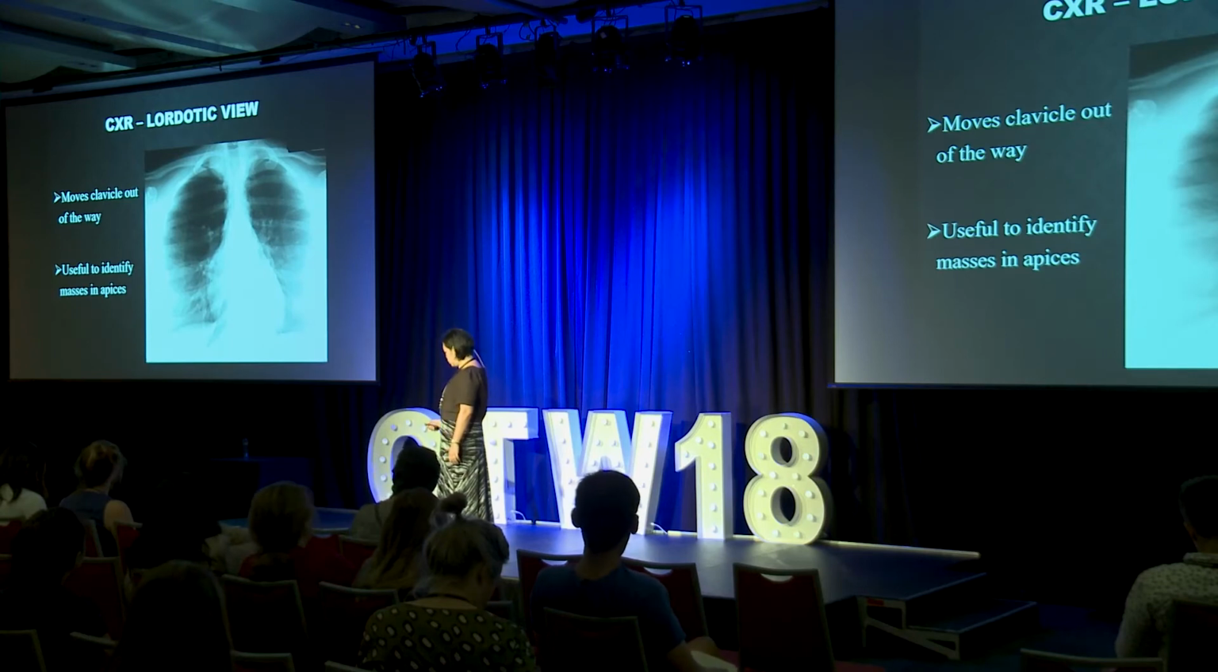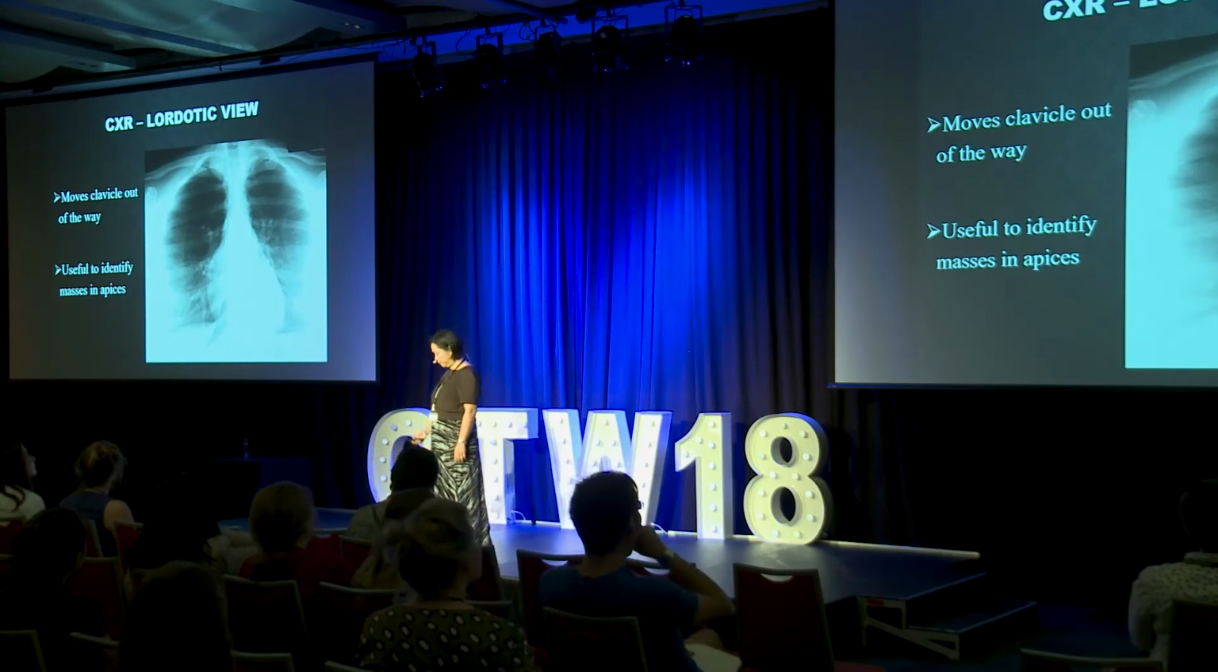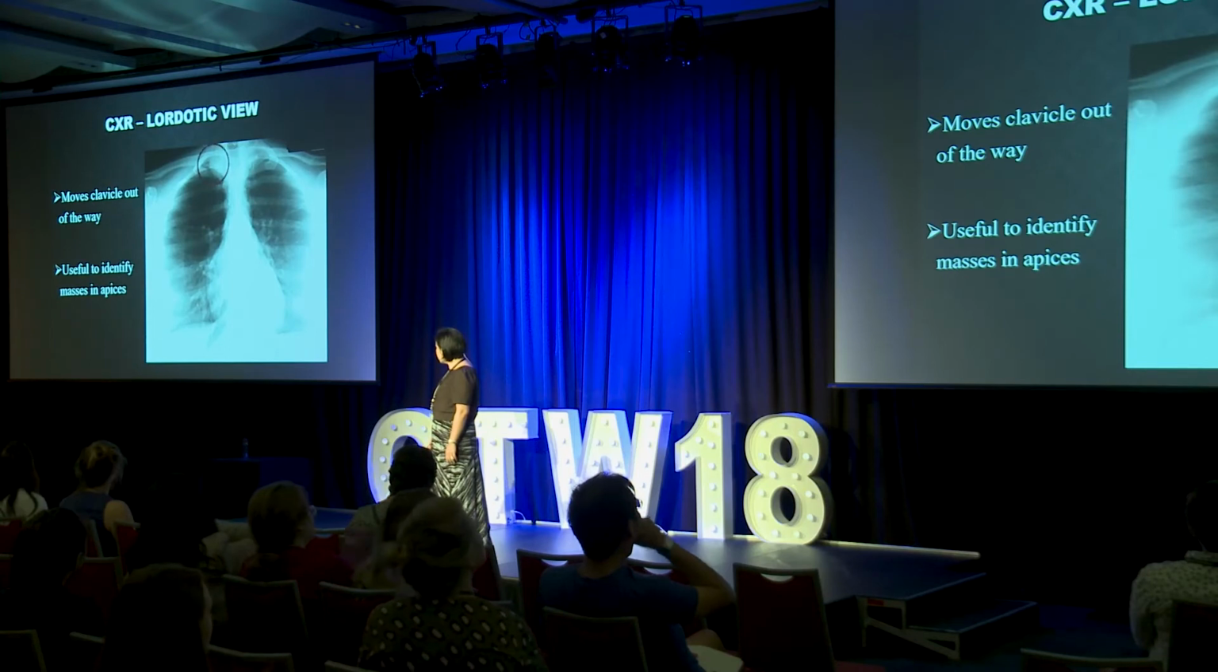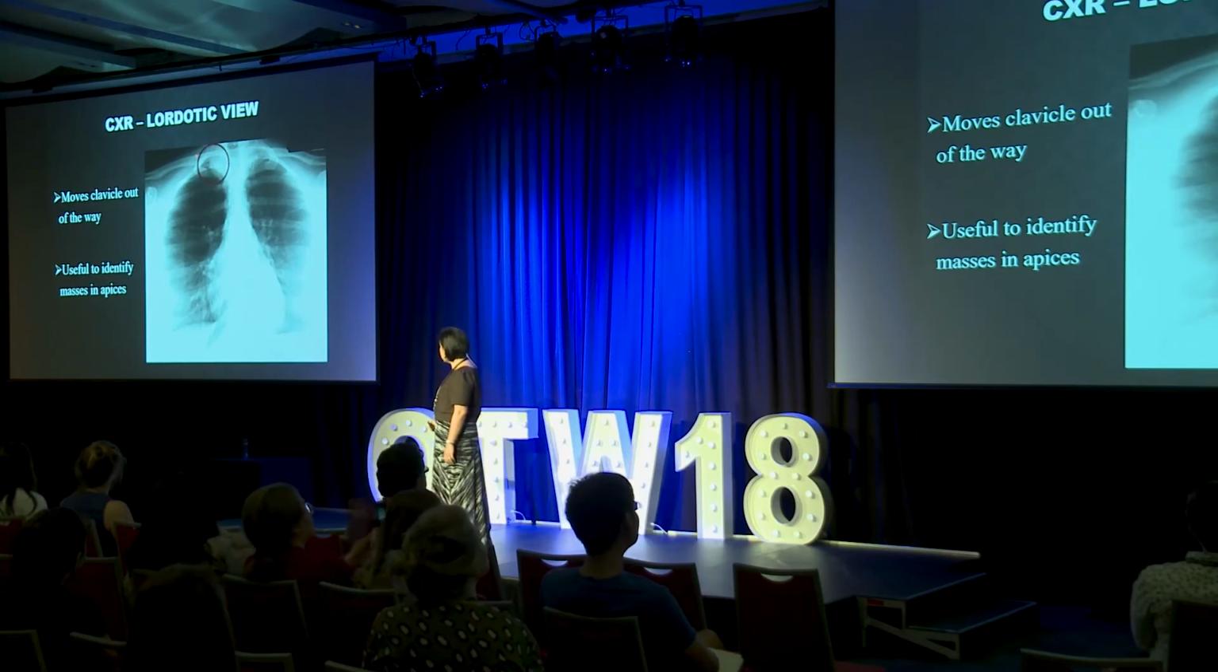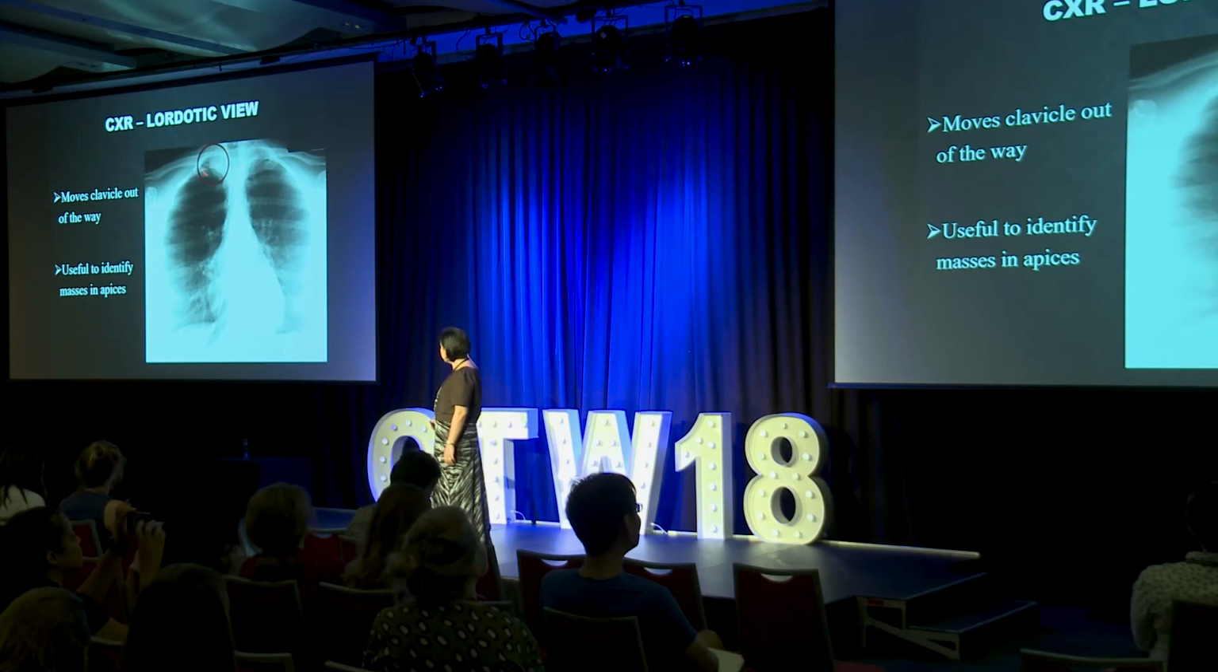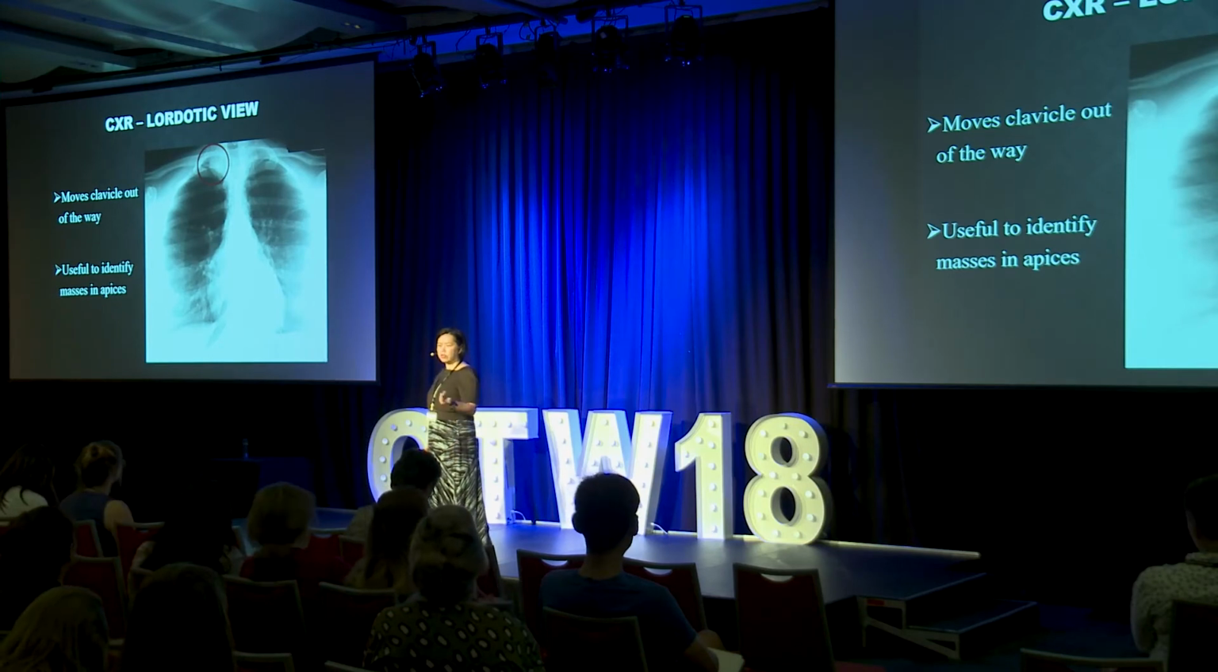And so this patient, do they have any abnormality in the apex? They've got a right apical mass. You compare this side to the other side, certainly more full. And in this case, usually we go on to do a CT to further characterise the lesion.